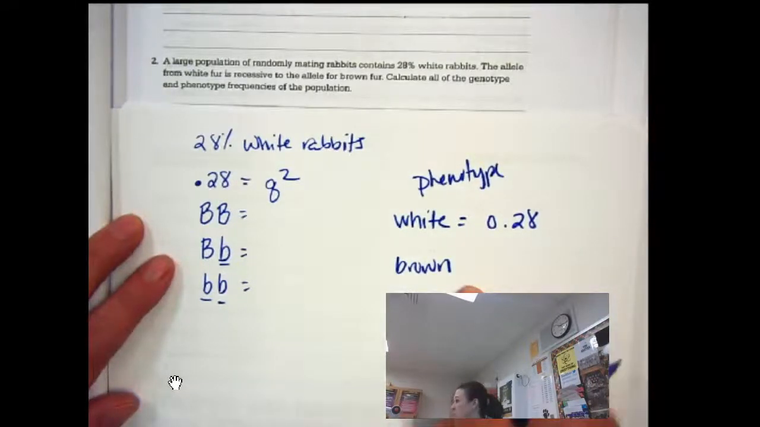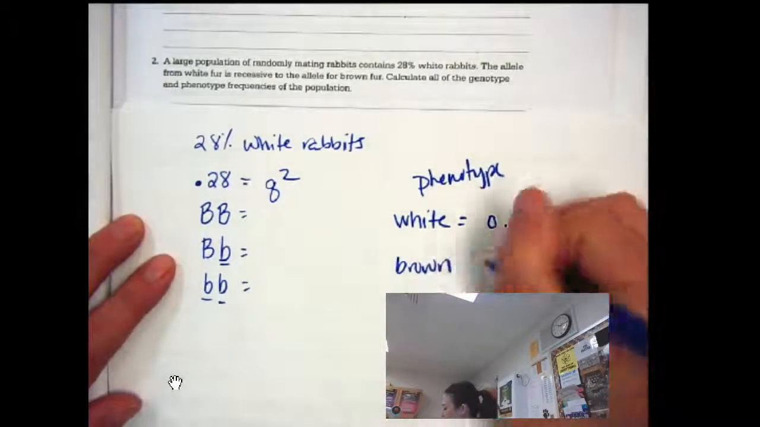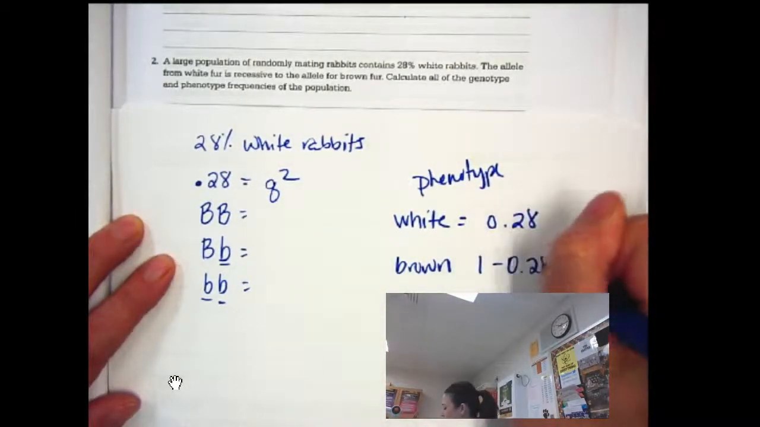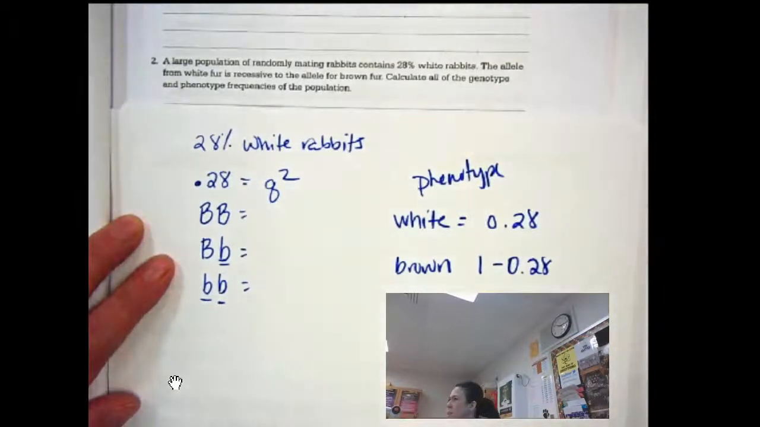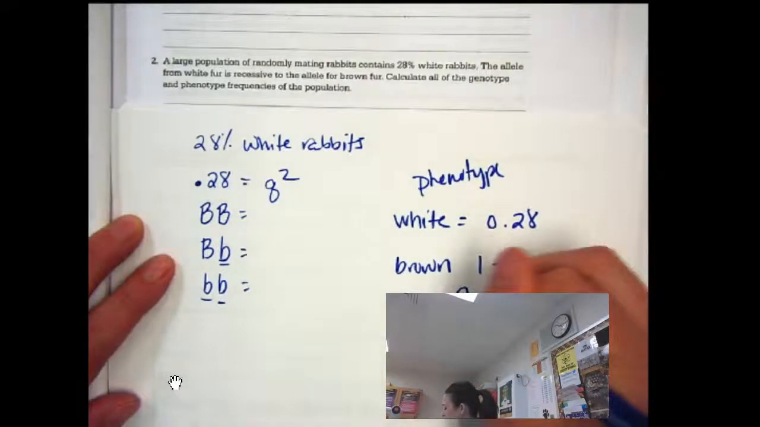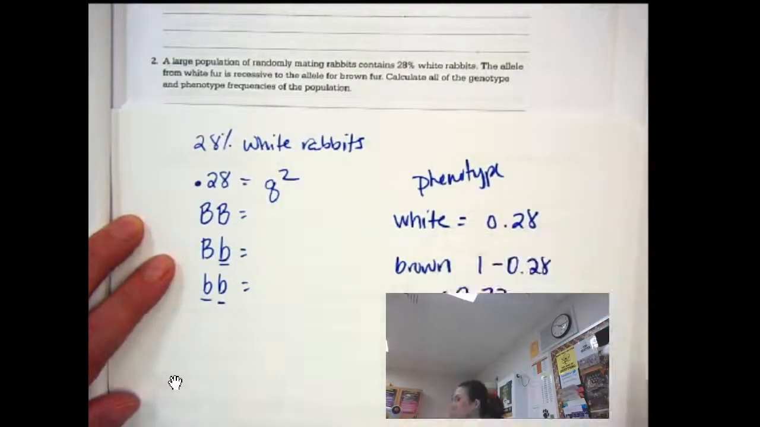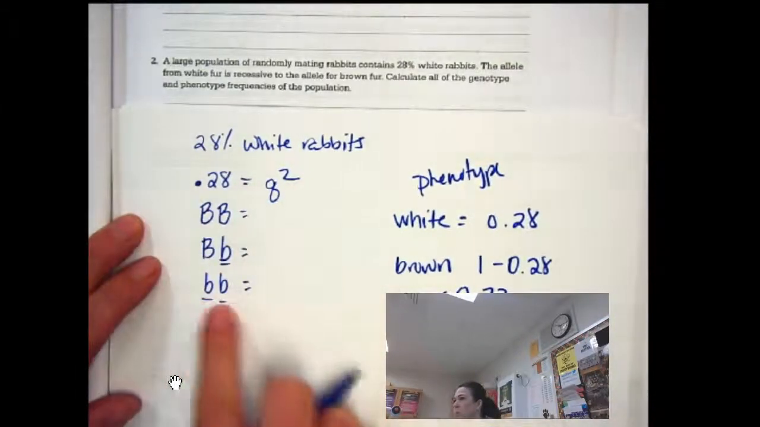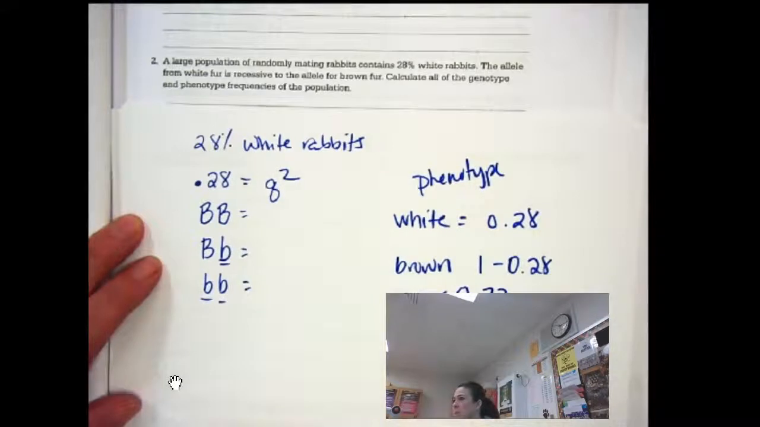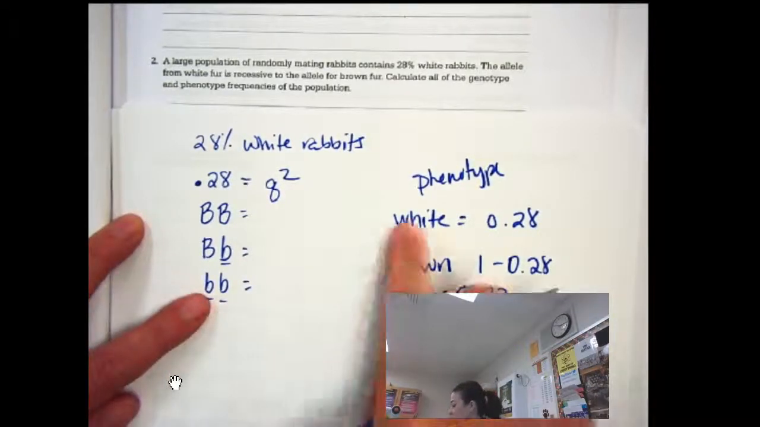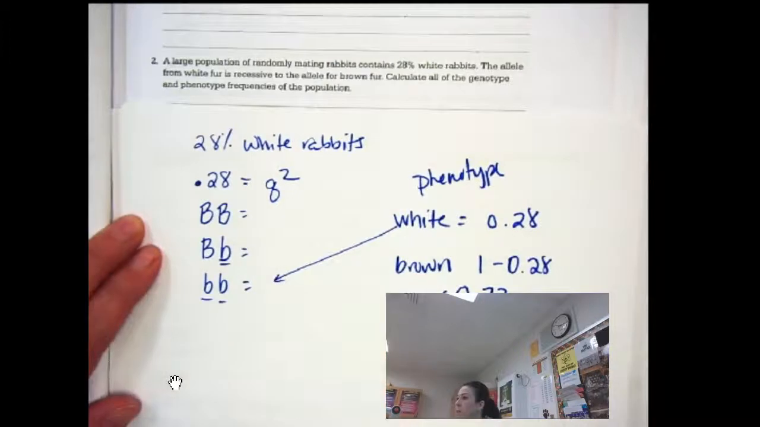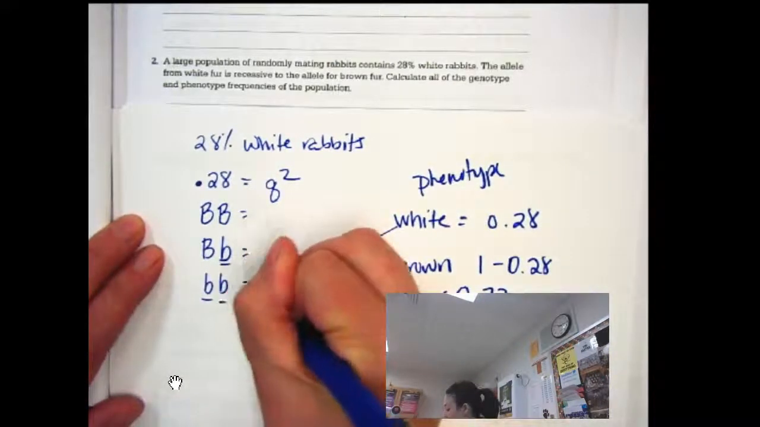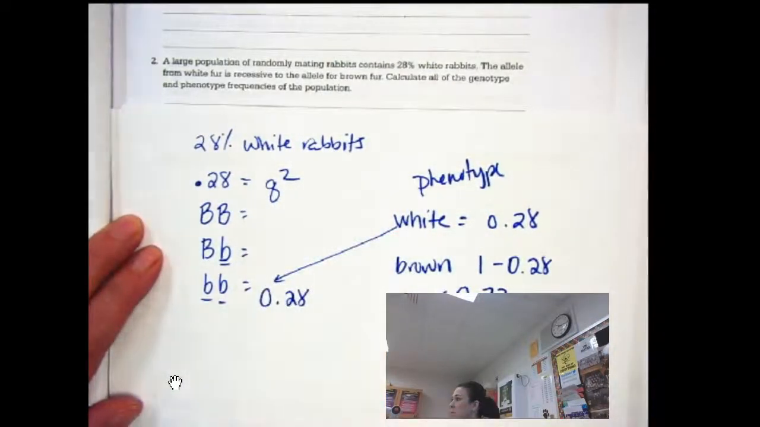How would I find the brown phenotype really fast? Subtract from 1. So 1 minus 0.28, what is that? 0.72. So those are done. Which one do we know right away over here? Little b, because I know that will give me the white phenotype. So this is 0.28. That's done.